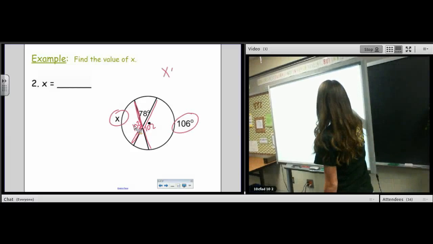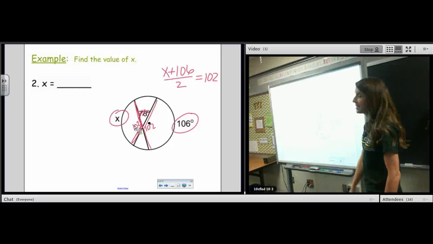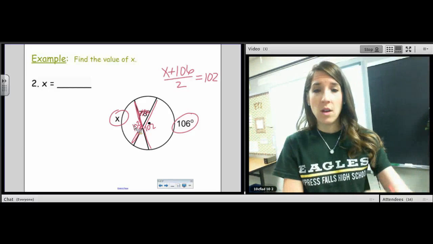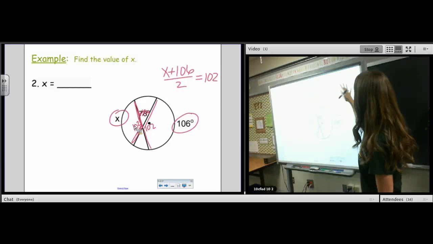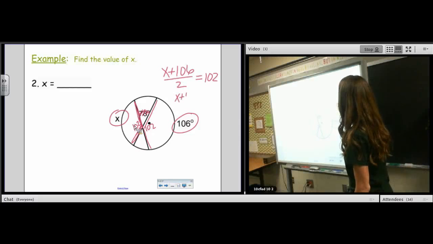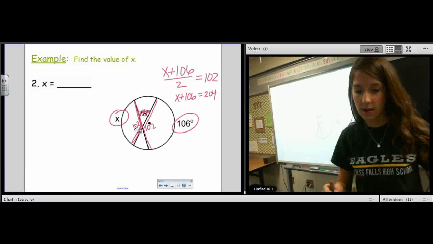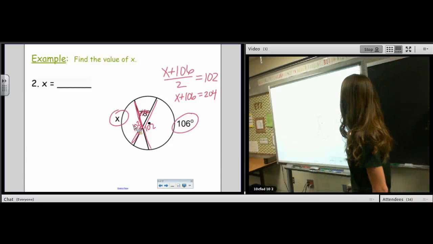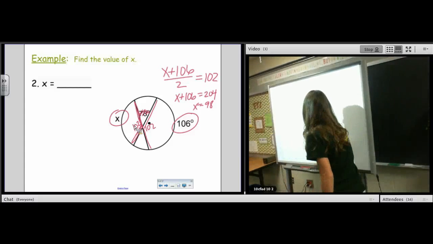That angle is the one opening up to these arcs. So I know if I add my arcs and divide by 2, I'm going to get that angle, 102, not 78. 78 is not the angle that's opening up to those arcs. So if I add my arcs and divide by 2, I should get 102. So we work backwards. X plus 106 equals 204. And then subtract 106. And X is 98.